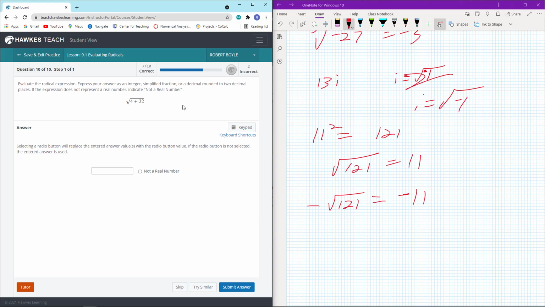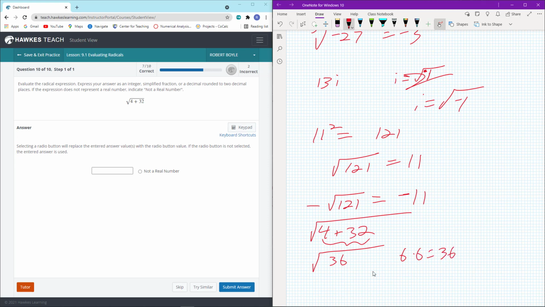Okay, now let's take a look at this one right here. This is the square root of 4 plus 32. Before we evaluate the radical, we actually have to simplify what's inside, which we can. We can add them together. They're like terms. And we actually want to. Why? Well, because it turns out that 4 plus 32 is 36. And that's a perfect square, because 6 times 6 is equal to 36. Therefore, the square root of 36 is nothing more than, you guessed it, 6, which would be our answer.